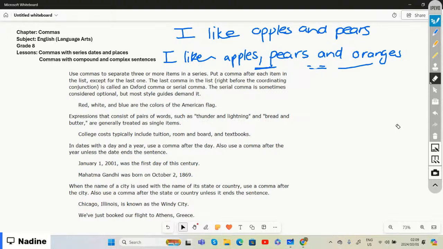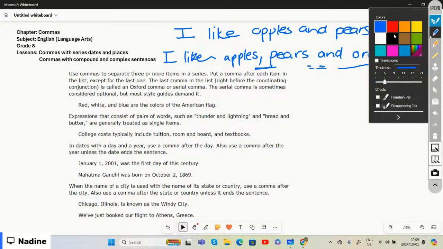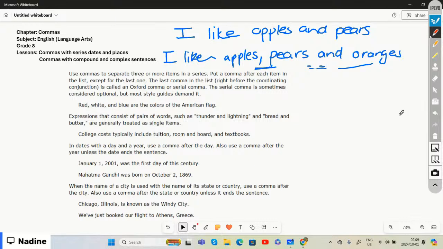And if we now look at another example of how we can separate three or more items within a series, here we have our example where it says: red, white, and blue are colors of the American flag. So red, comma, white, comma, and blue are the colors of the American flag.